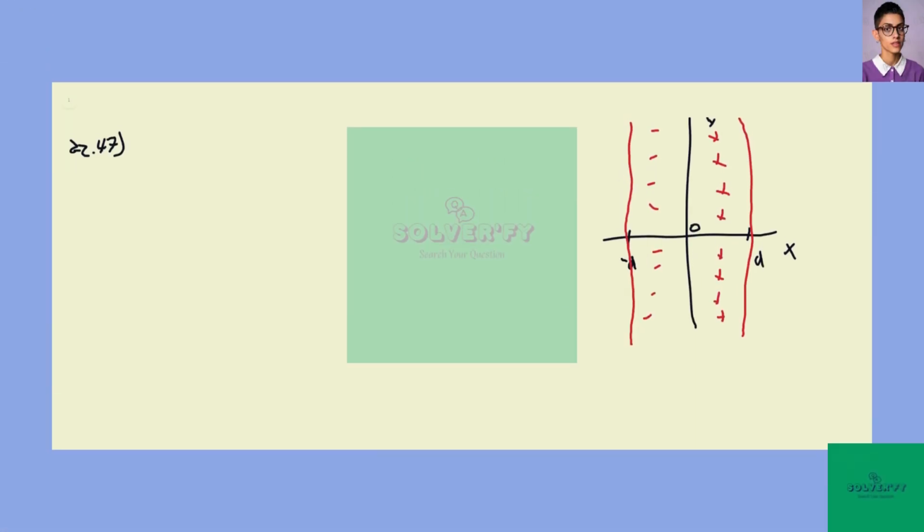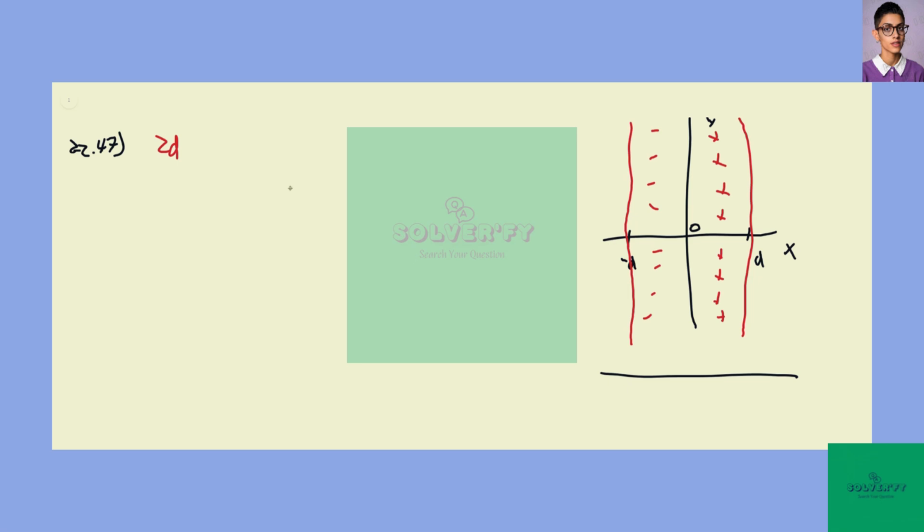Okay, so we're doing chapter 22, problem 47 here. In this problem, we have a flat slab of non-conducting material with thickness 2d, which is small compared to its height and breadth. Define the x-axis to be along the direction of the slab's thickness with the origin at the center of the slab. So that's what's shown here.